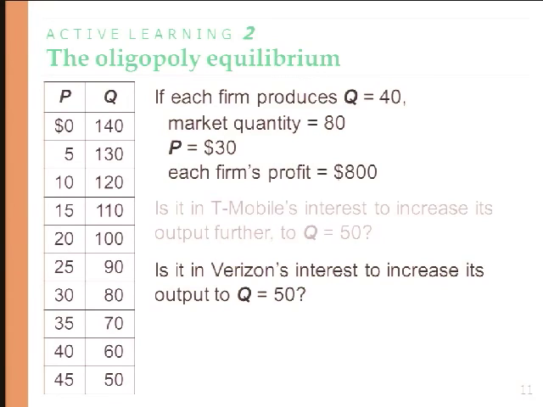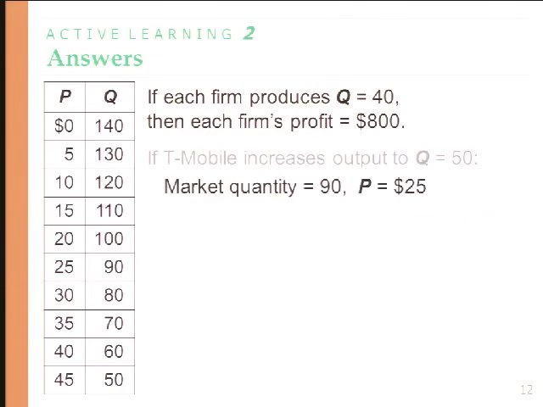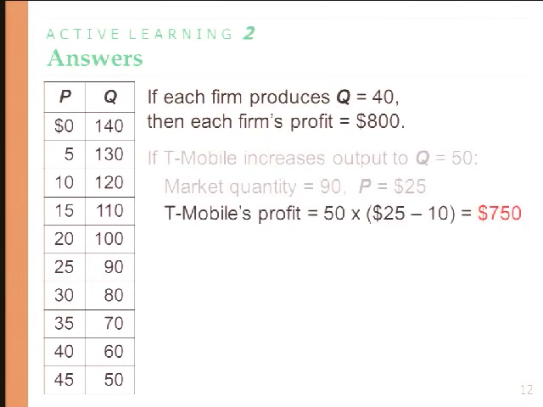Thank you. Okay, this is the answer. If each firm produces 40, their profits are 800, which we've already noted. If T-Mobile increases its output to 50, the new market quantity, assuming that Horizon does nothing, is going to be 90, the price is going to be 25, as Eric pointed out, and as a result, its profit is going to be 750. Hence, it has no incentive to move away from a quantity of 40. Likewise, if we do the same analysis for Horizon, we're going to get the same answer. As a result, the equilibrium is 40-40 with regard to quantity output.